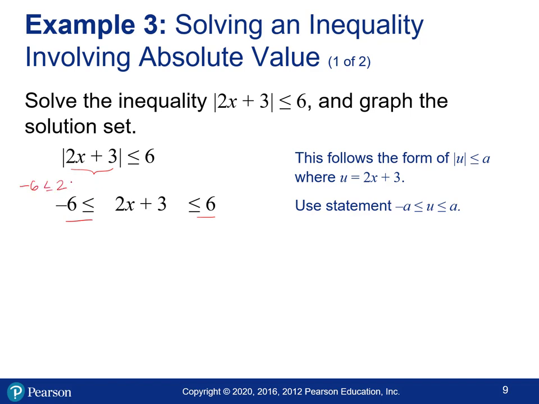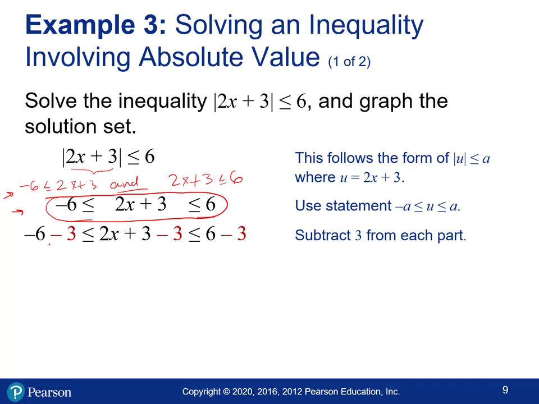-6 is less than or equal to 2x plus 3, and 2x plus 3 is less than or equal to 6. But we write them together like this as a more condensed form. So these are equivalent. What I have here is equivalent to what I have here. This second one is just more condensed, so we're going to go with that. Okay, and then you just solve all at once. So we have a 3-part inequality, and so just solve it using what you can to isolate x.